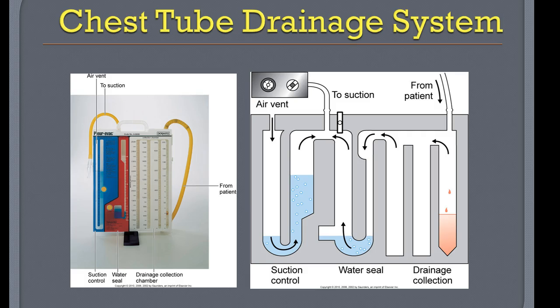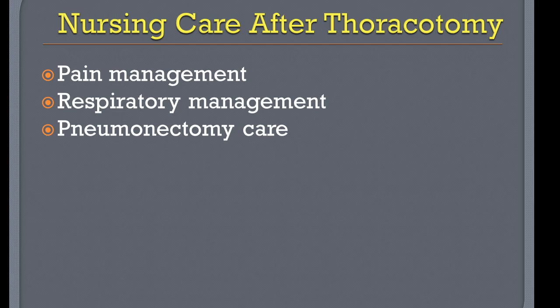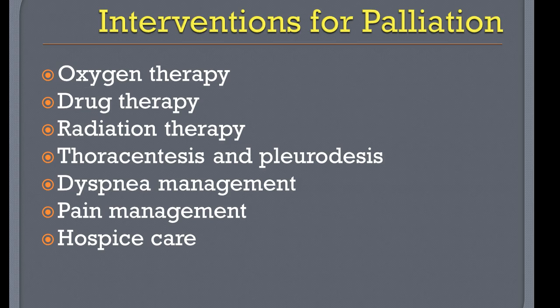This is just a picture of the chest tube drainage system and what our responsibilities are for patients who have a thoracotomy. Obviously, pain is one, and respiratory management, depending on whether the patient had part or the whole lung removed, okay? And these might be some interventions we might provide our patients who are receiving palliative care for lung cancer: oxygen therapy, drug therapy, radiation therapy, and we might do a thoracentesis or a pleurodesis.